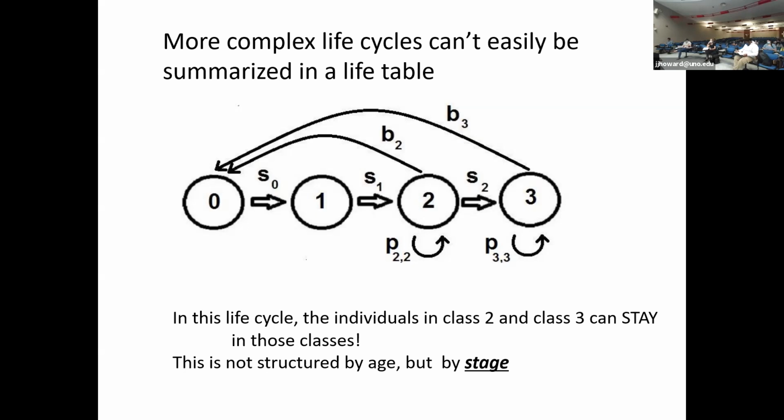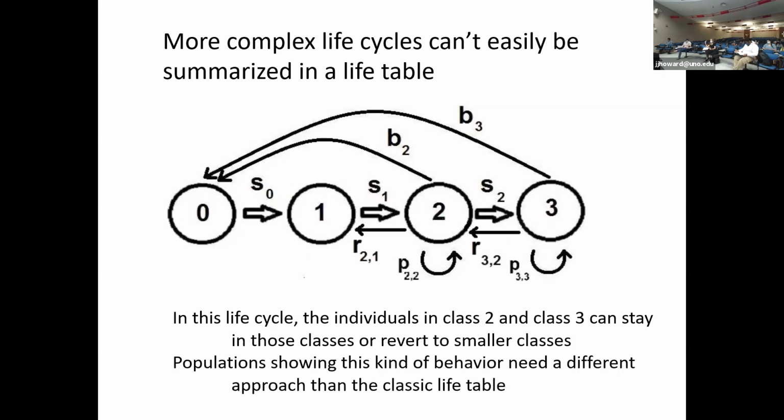because there are a number of species, many of them, in fact, in which there's yet another potential outcome. So in this life cycle, not only can you stay in the same stage, you can actually revert to an earlier stage. Oh dear, there is no way a life table can do that. So what we've got here now is, notice that the 0 and 1 stages are pretty much straightforward, but once you get to stage 2, there are now multiple outcomes.